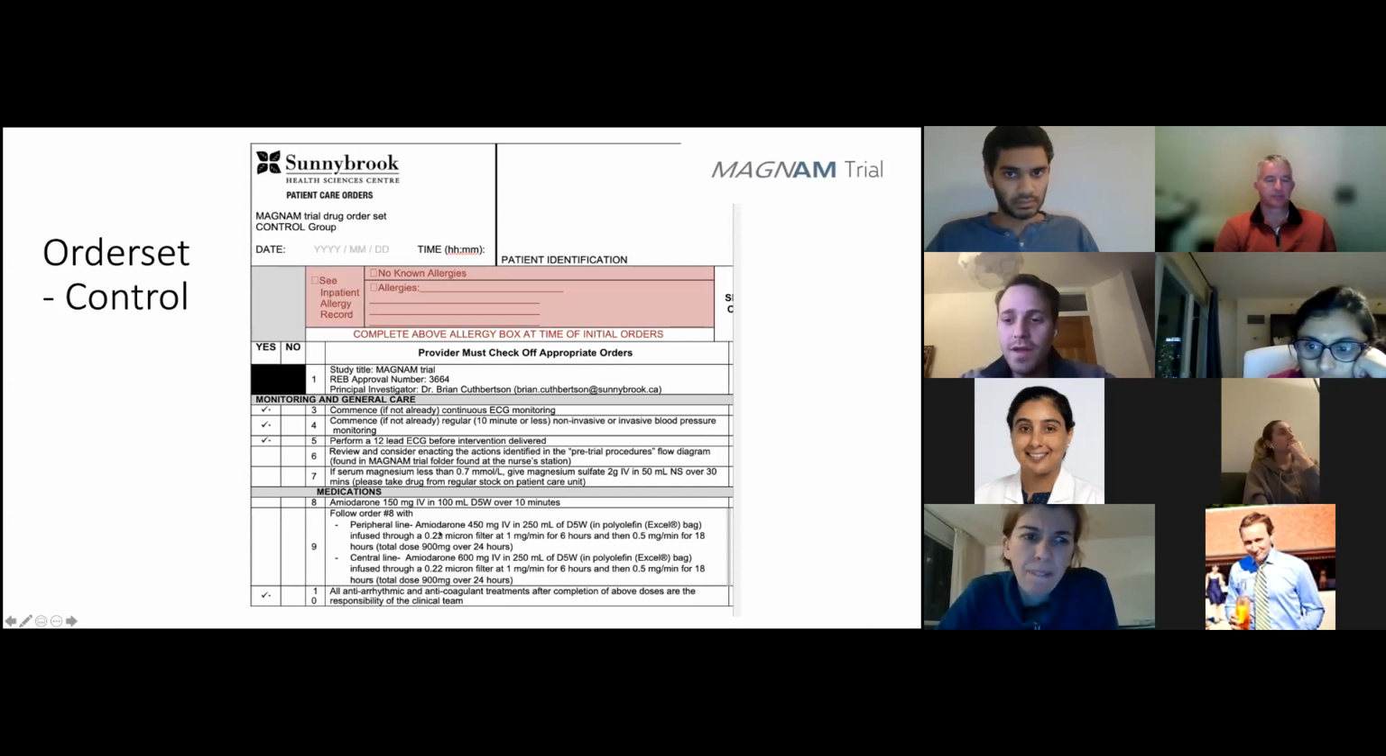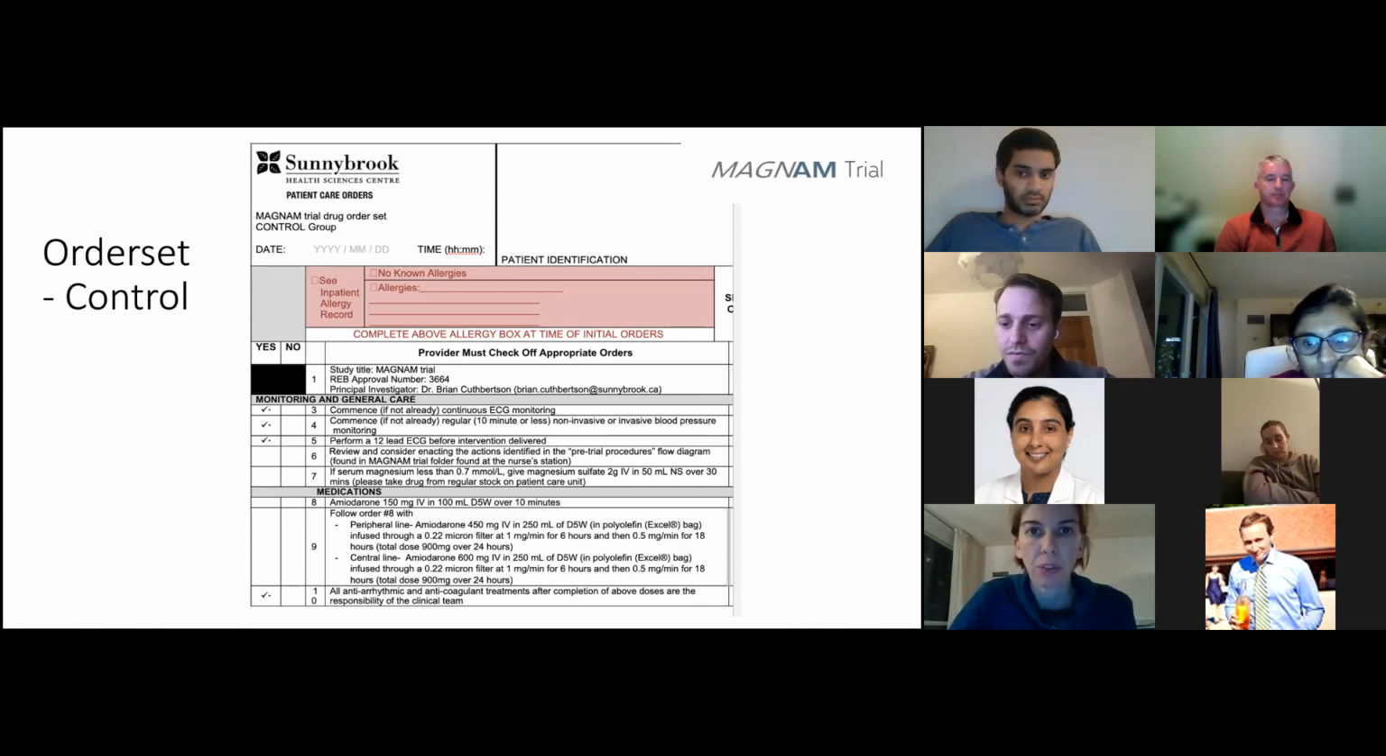Yeah, I think our suggestion there is that if it's less than 0.7, then you can give the 2 grams of magnesium, not only before enrolling, also after, when they are on the amiodarone infusion. I understood what you meant before enrolling, but in general, in their clinical course, is there any limitation in the amount of magnesium they can receive?